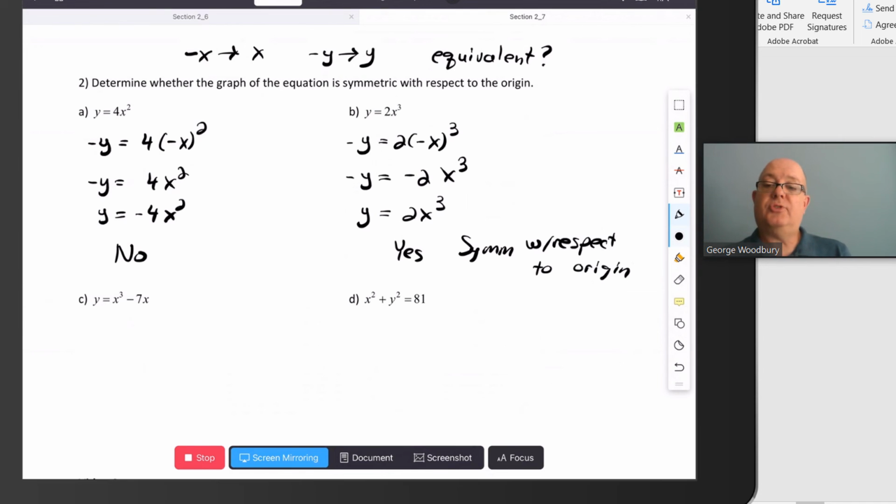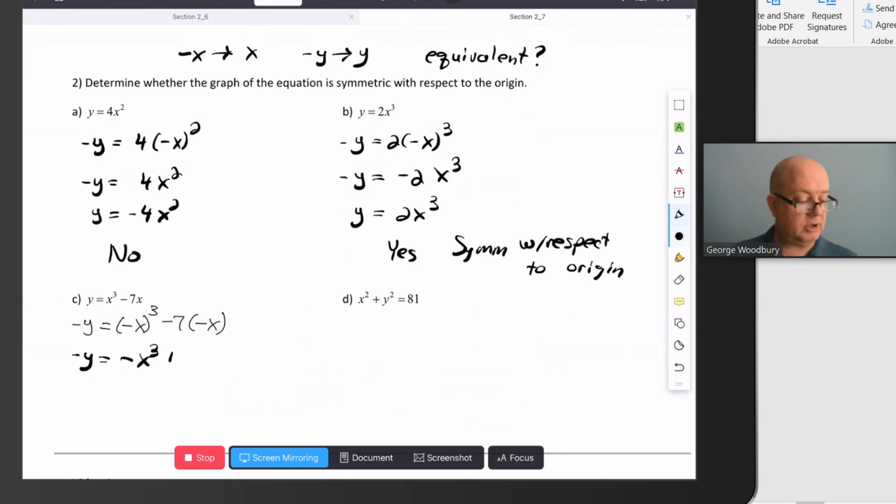If you look at problem C, y equals x cubed minus 7x, really the only thing that's different is that we've added on a term with x in it as well. Let's see if that makes any difference. Negative y equals negative x to the third power minus 7 times negative x. Negative y equals negative x to the third power. We just saw that, right? Negative x times negative x times negative x makes a negative product. And then negative 7 times negative x, that's plus 7x.